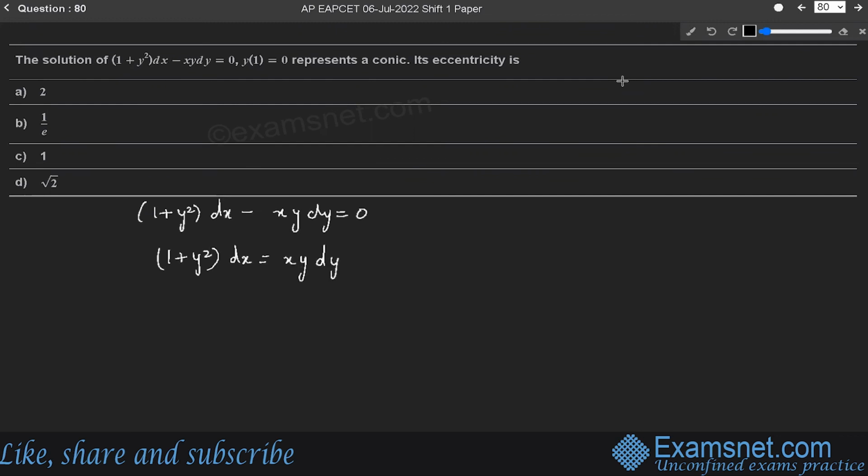It is also given in the question that y of 1 is equal to 0. So its eccentricity will be root 2, which is less than 1. So we can say that the correct option for this question will be option number D, which is root 2.